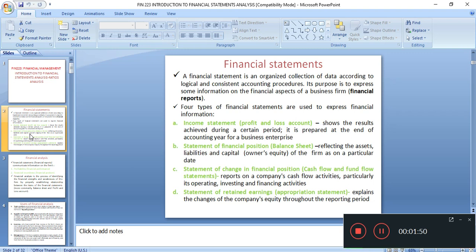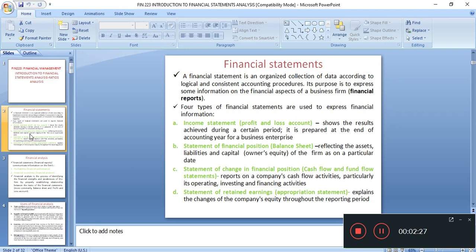Another type of financial statement is the statement of financial position. Many writers like to call it the balance sheet. This reflects the assets, liabilities, and the capital or owner's equity of the firm at a particular date. Meaning that it shows the position of the firm, how many liabilities we have, how many capital we have.